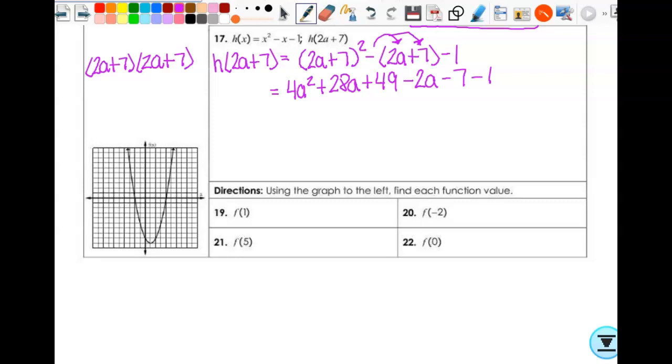Now we just combine like terms, so I only have one squared term, so that is 4a squared. Then I have 28a and negative 2a, so that's plus 26a. 49 minus 7 is 42, minus 1 is a positive 41. And then this is h of 2a plus 7. And we are done.